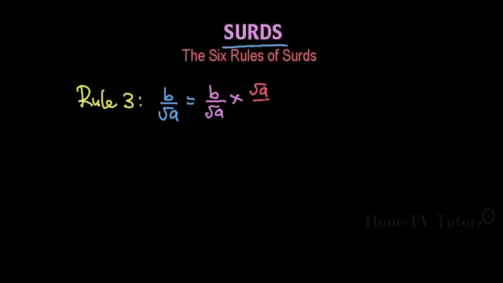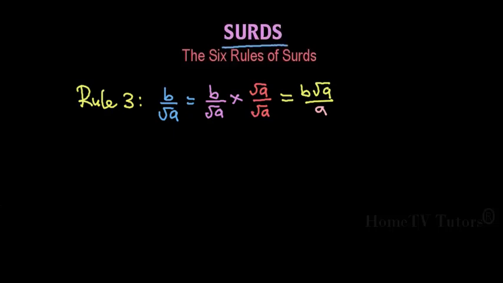So we multiply the numerator b and the denominator square root a by the denominator, which is square root a. So we multiply the numerator by square root a and the denominator by square root a. With this we rationalize the denominator. So b times square root a will give us b square root a. Then the denominator square root a times square root a will give us a. The square root disappears, it neutralizes the square root.